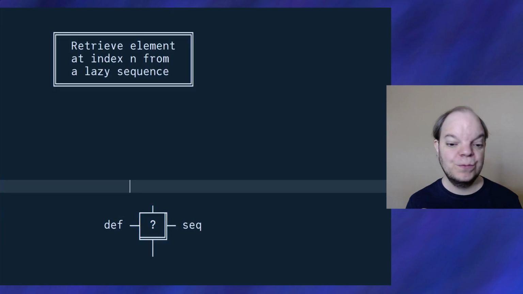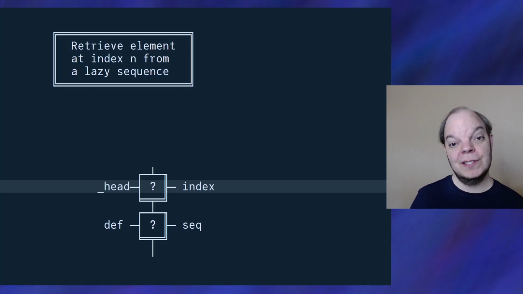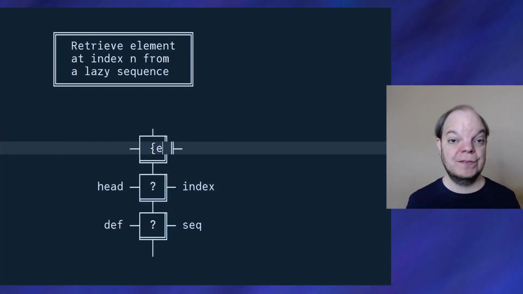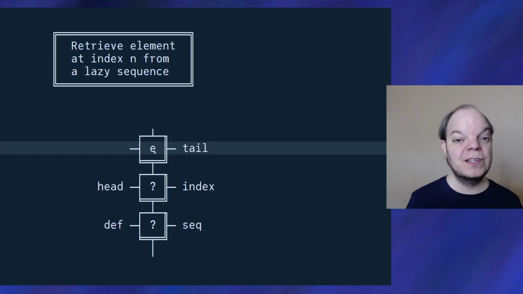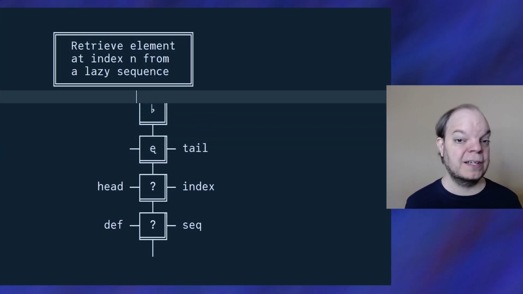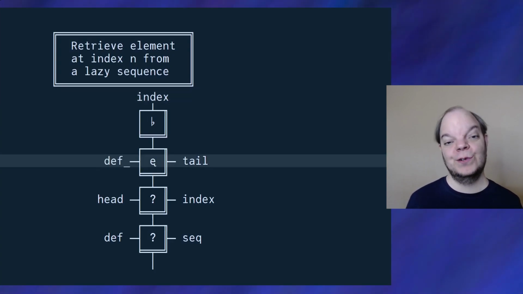Second possibility, what if the index is 0? Well, we now know that the sequence isn't empty, so index 0 is going to be the head element. In all other cases, we're going to need to call the function recursively. And the first argument to the recursive call is of course the rest of the sequence, which is the tail. The second argument is going to be the reduced index, so let's put a decrement function there. And the third argument is of course the default value.